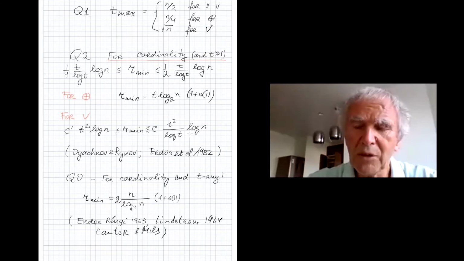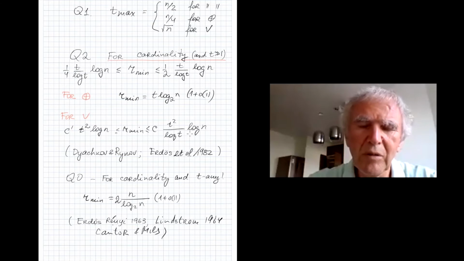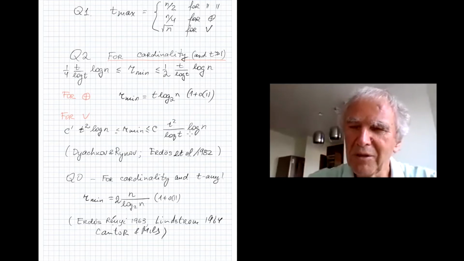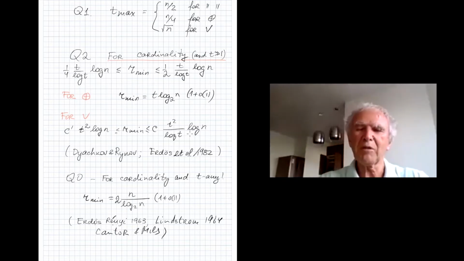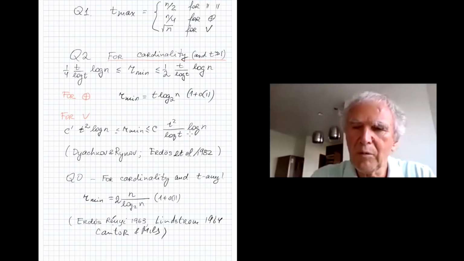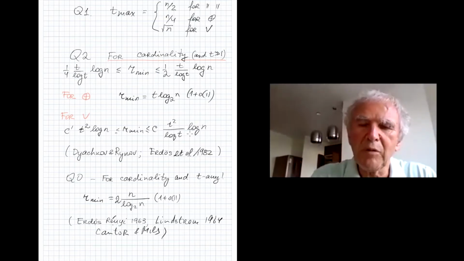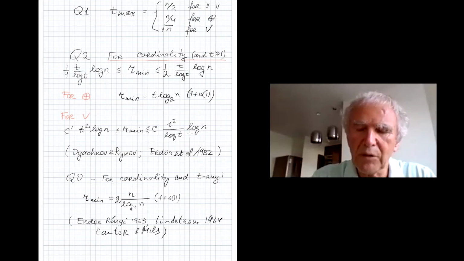So this result was independently obtained in 1982 by Dichkov and Rykov, and by Erdős. I wrote it in a slightly incorrect way. I wrote Erdős et al., but Erdős was not the first author amongst the three of them. In fact, they wrote two papers. The first paper was about T equal 2. This is already non-trivial. And then the full version came three years later.